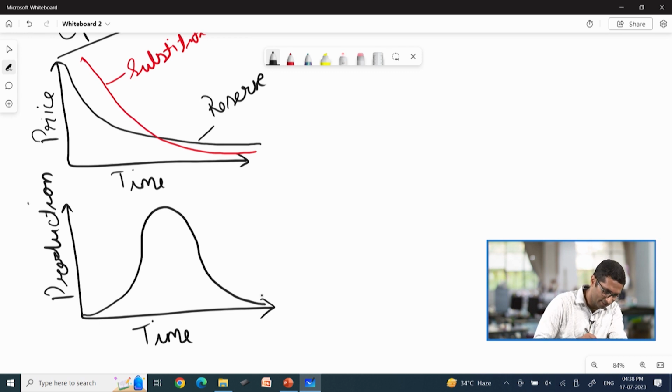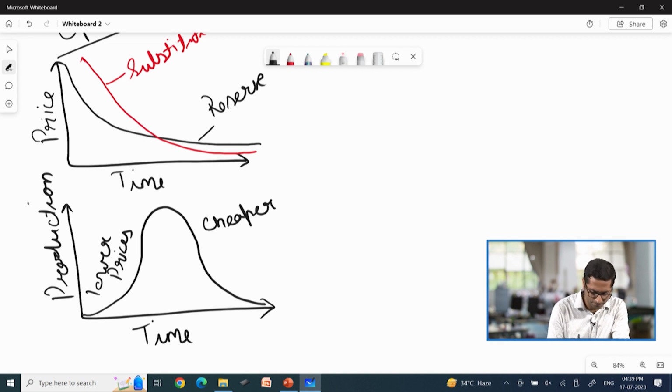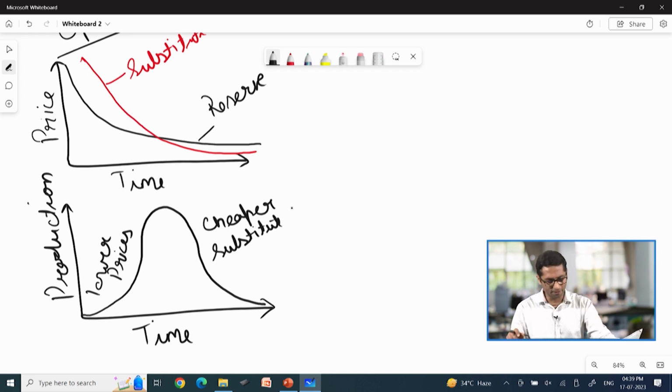So, it is basically the lower prices that would generate the exponential growth, but we will also have eventually a cheaper substitute which will bring down the consumption of a resource. So, this was with respect to an open market.